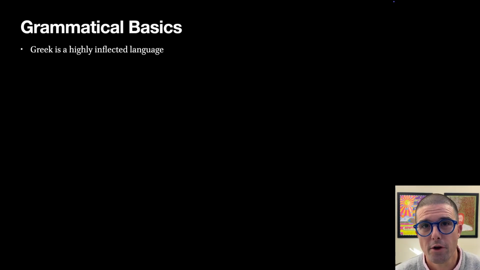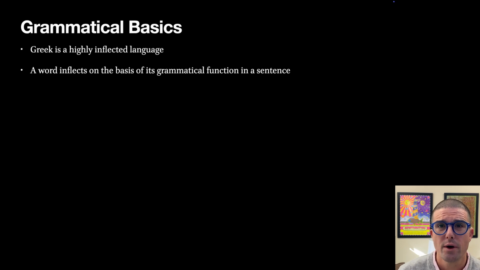I'm not sure if you've heard this before, but Greek is a highly inflected language. That's true with respect to verbs. Verbs change for their tense, voice, and mood, and also for their person and number. But that's also going to be true when it comes to nouns, that a Greek noun will change its form. It will look different based on its function in a sentence. So a word, depending on what it's doing in the sentence, its grammatical function, is going to look different in Greek on the basis of that function.